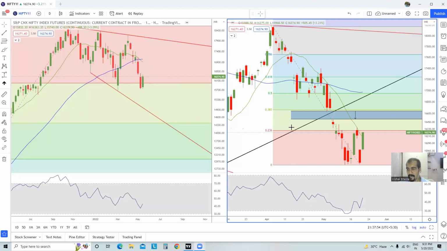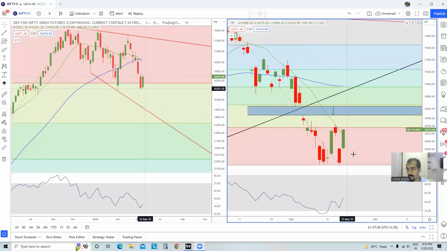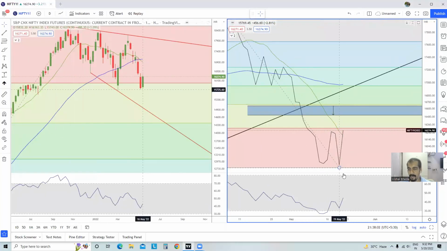In the daily chart, in the short term, we can see that we do have a positive divergence. We can see we do have a lower low over here in price, and we do have a higher low in RSI. So this is a direct PD, which is called the positive divergence.